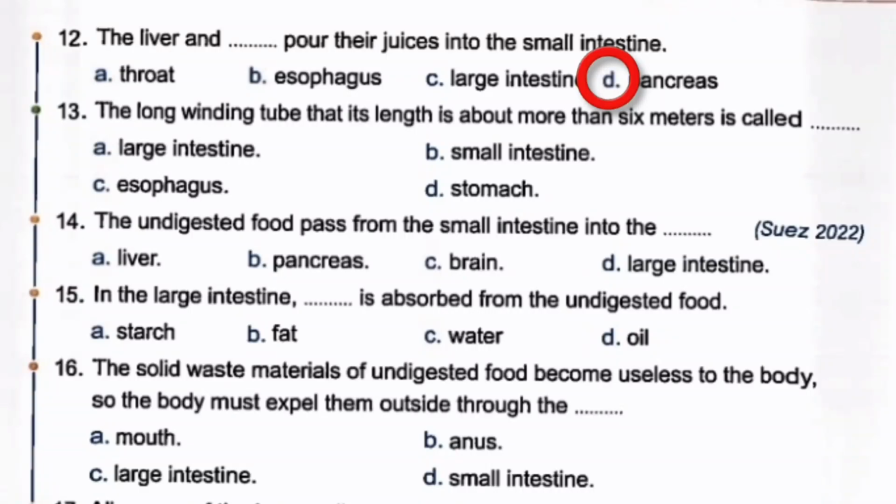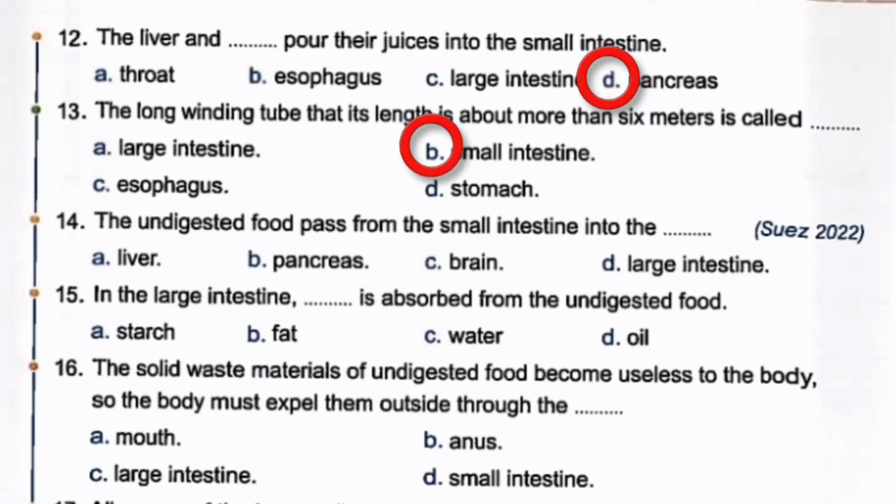Number 12. The liver and the blank pour their juices into the small intestine. Throat, esophagus, large intestine, pancreas. The right answer is pancreas. Number 13. The long winding tube that its length is about more than 6 meters is called. Large intestine, small intestine, esophagus, stomach. The right answer is small intestine, so we will choose letter B.